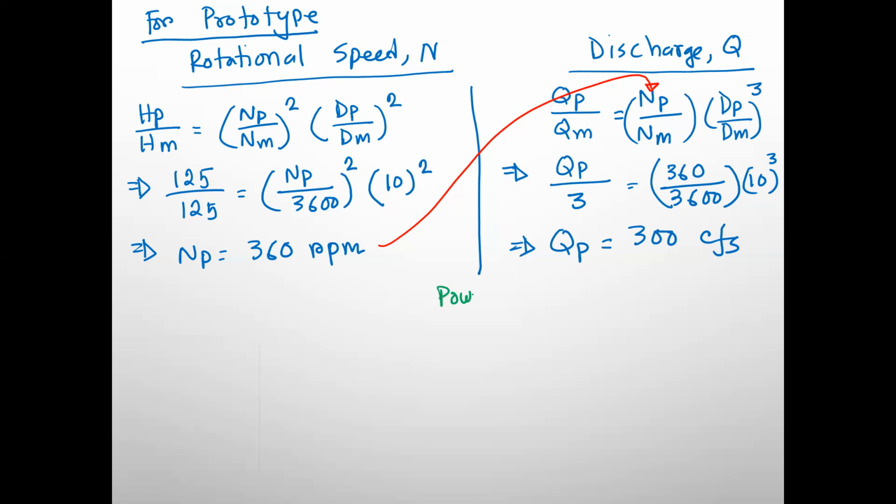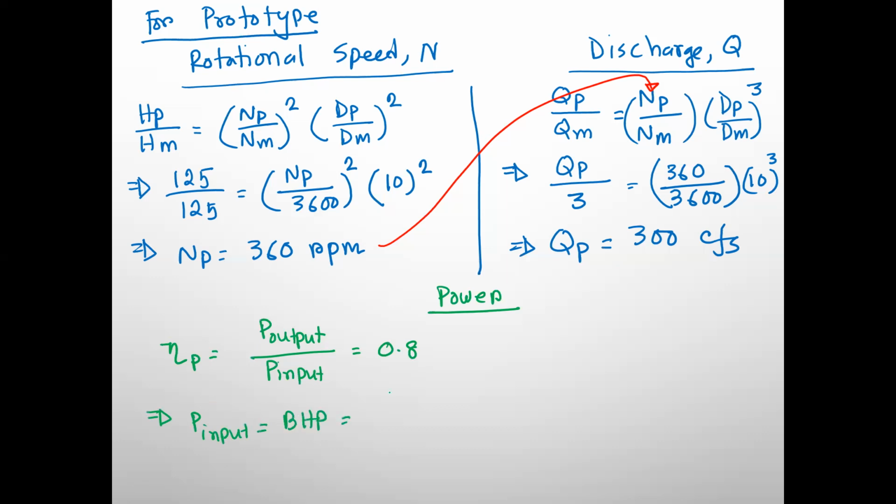So for power, we know the efficiency of prototype is again power output over power input, and it was 80%. Since we need to use that in decimal, I will just write down 0.8. Right? Now P input or brake horsepower equals to P output over 0.8.